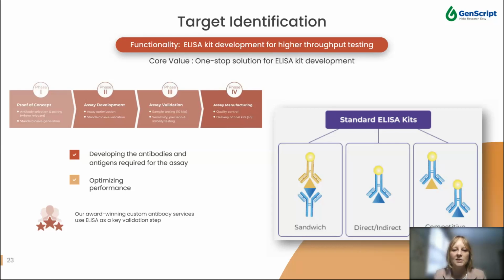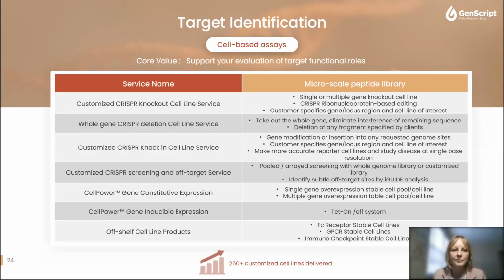For cell-based assays, our CRISPR cell lines offer that revolutionary approach to genetic manipulation, allowing precise and efficient genome editing. Our CRISPR cell line services are going to enable you to generate stable cell lines with precise modifications, such as gene knockouts, knock-ins, or even point mutations. These cell lines can serve as valuable tools for functional validation, target identification, and even lead optimization.